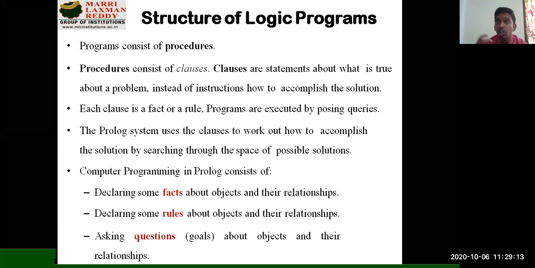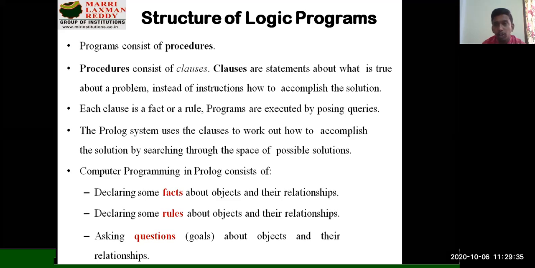So instead of instructing how to complete that solution, it will try to go sequentially or randomly, some things will be taken and a conclusion can be drawn. So all these things can be represented in Prolog using procedures and clauses. Each clause is called a fact or a rule.